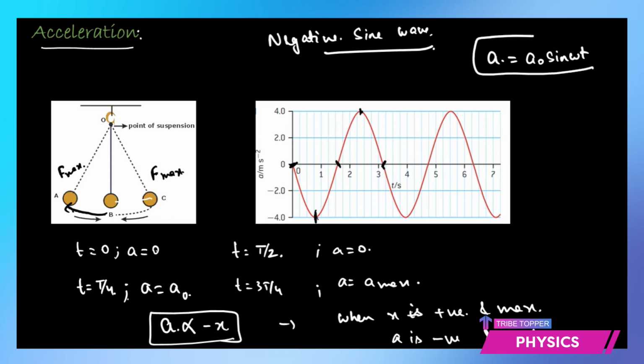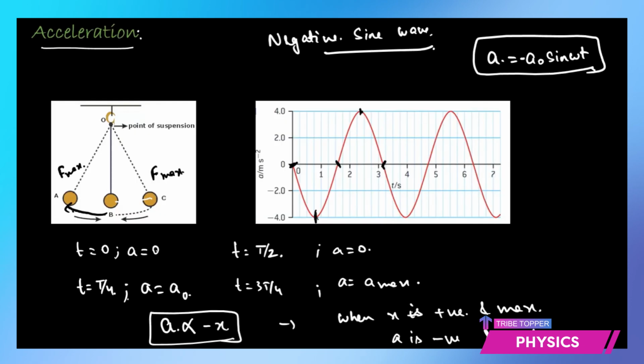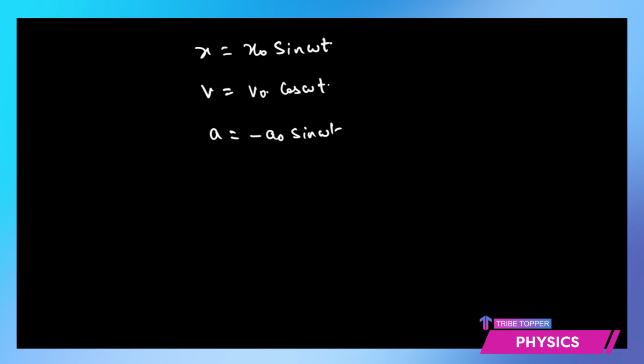So the three important equations that you have learned in this video session are: one is x is equal to x naught sine omega t when the oscillation starts from the equilibrium position. Then velocity is given as v naught cos of omega t, and acceleration is given as minus a naught sine of omega t. I'll correct it here also. It has to be a negative sign. So these are the three equations.